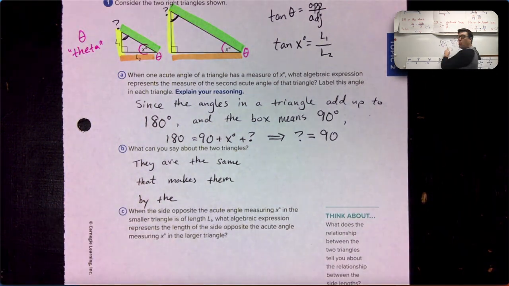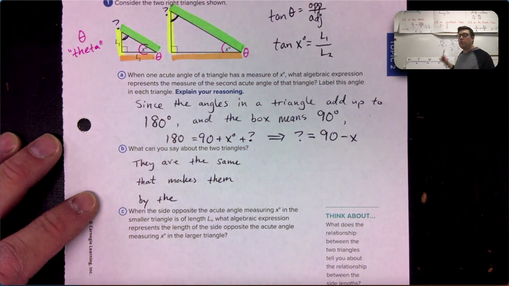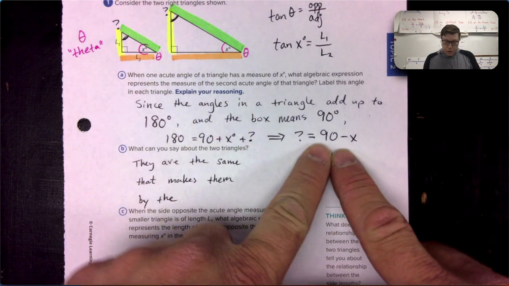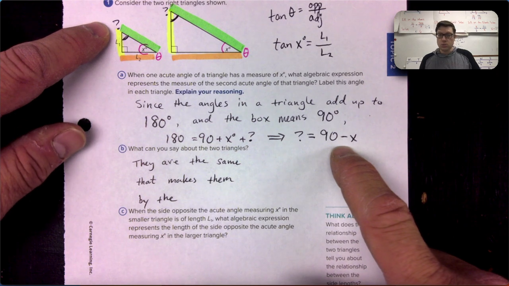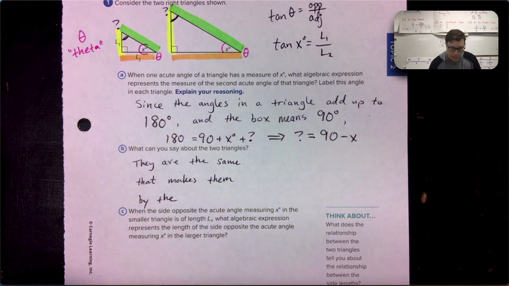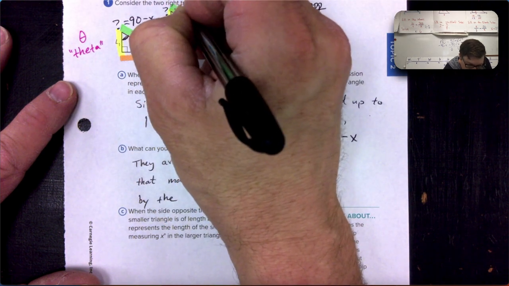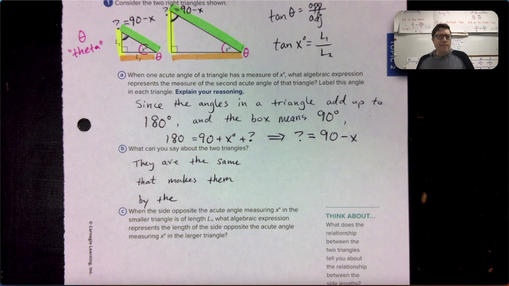And then take away x. So, subtracting x from both sides of the equation. Now, with that in mind, what we have is an actual algebraic expression for the other angle in a 90-degree right triangle. It specifically is 90 take away x, 90 subtract x. Now, what does that mean that we can say about the two triangles?